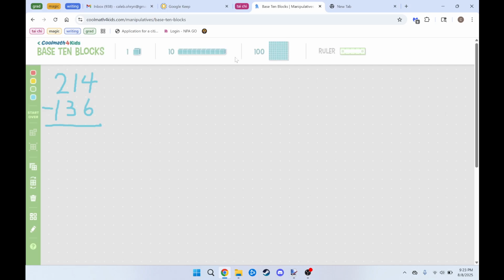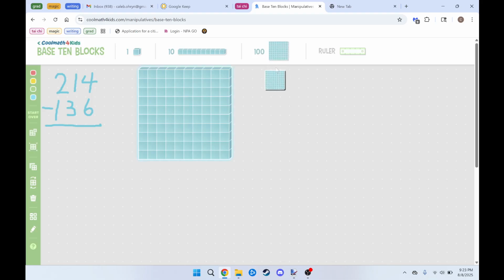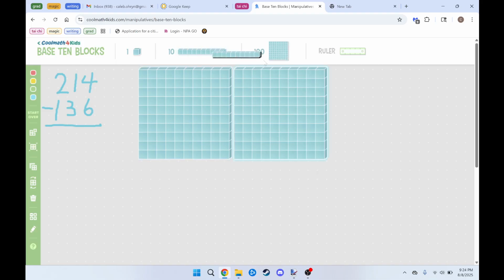of 214. And so to solve this problem, to represent this strategy, we will first build out our number, which means we need 100, 200, 110, and then lastly our ones. So 1, 2, 3, 4. And so if we count this up, we have 100, 200, 210, 211, 212, 213, 214.